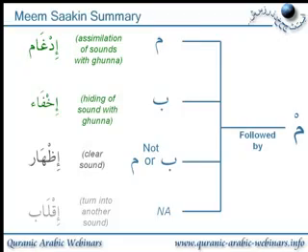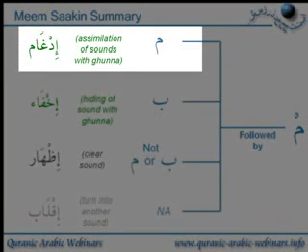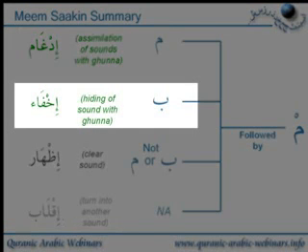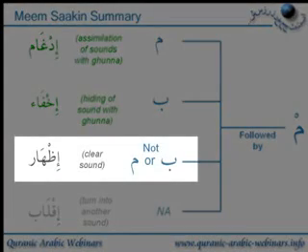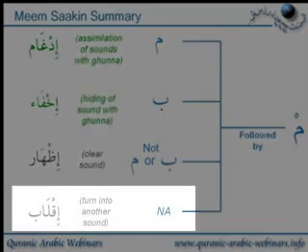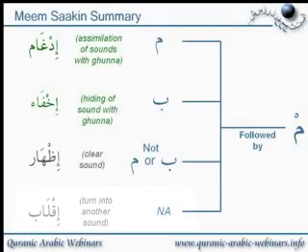If Meem Saakin is followed by Meem, we do Idghaam, which is assimilation of the sounds with Ghunna. If the Meem Saakin is followed by a Ba, we do Ikhfaa, which is hiding of the sound with Ghunna. If the Meem Saakin is not followed by either the Ba or the Meem, then we do Izhar, which is pronounced as normal with clear pronunciation. And the Iqlaab does not apply to Meem Saakin at all.